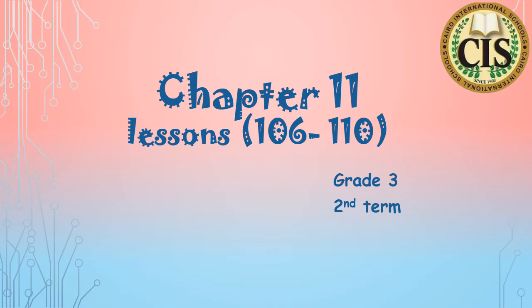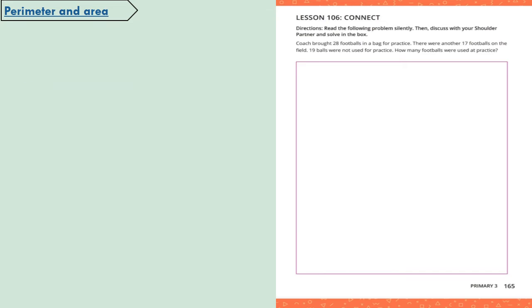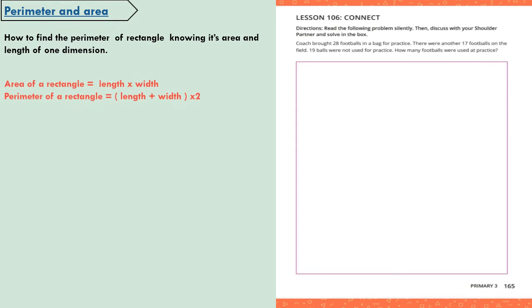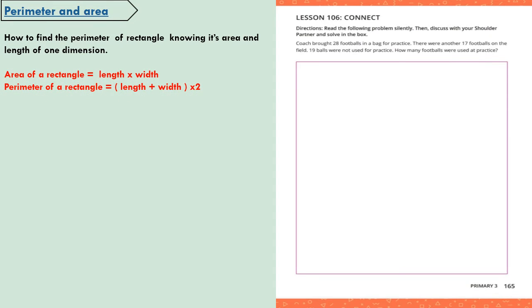Now we will take chapter 11 lessons from 106 to 110. Perimeter and area. As we studied before, the area of a rectangle equals length times width and the perimeter of a rectangle equals length plus width, all times 2.